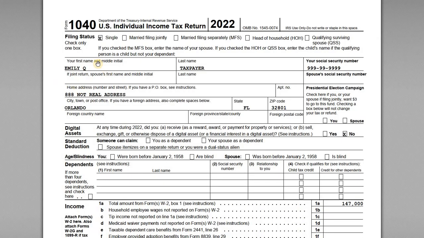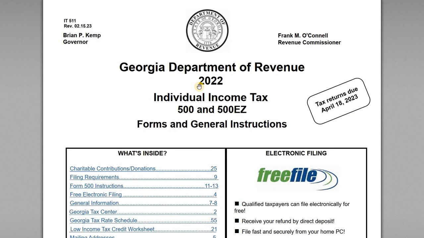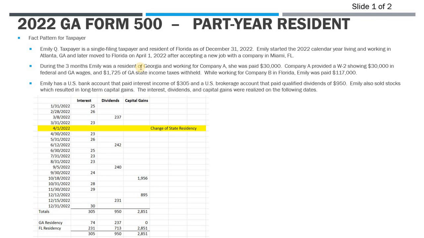So we've got the Georgia Form 500. We've also got the taxpayer here, Emily's federal Form 1040. And then we also have the Georgia Form instructions for the year. And we're going to need to reference these to look up the tax tables and calculate the amount of tax on her Georgia source income. And then lastly, we do have just two slides here covering some background on the fact pattern that we're going to be looking at, and then also some notes on Georgia part-year resident returns.